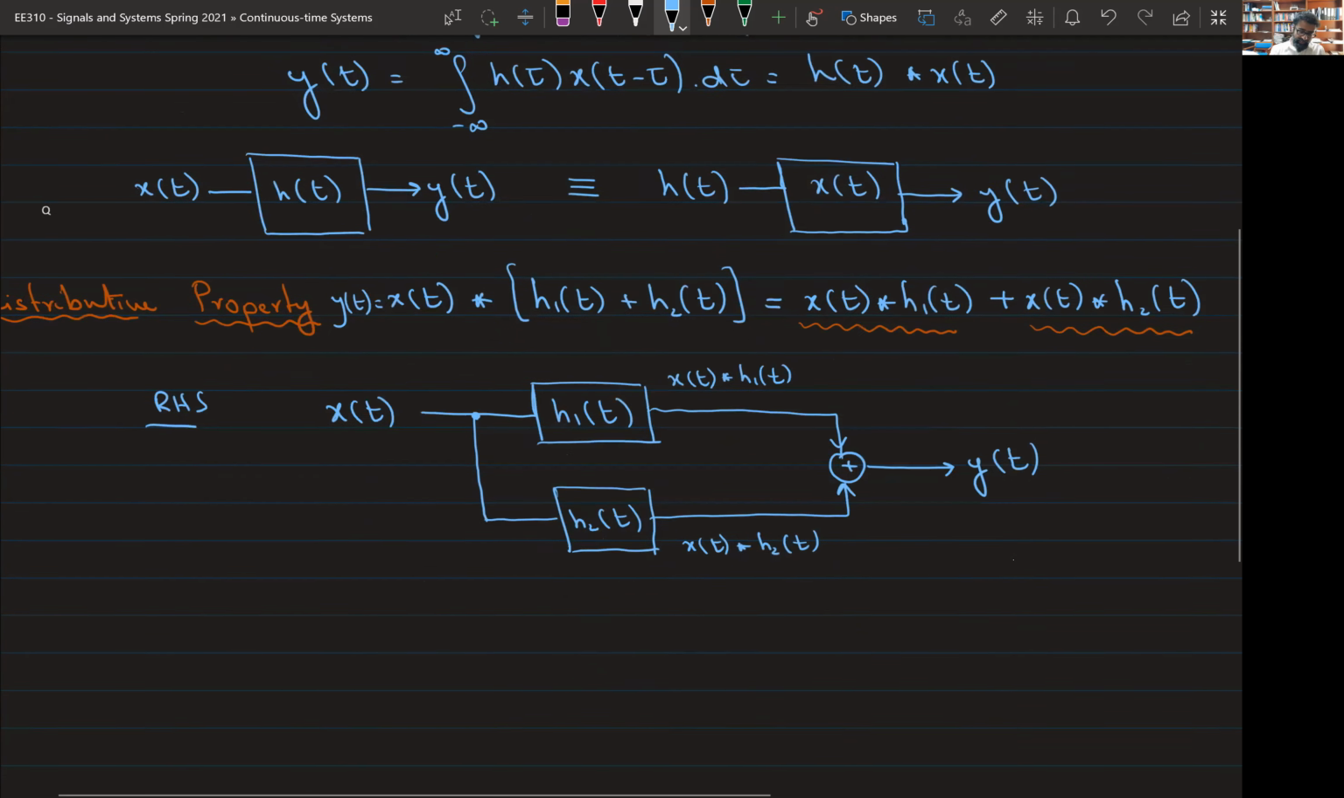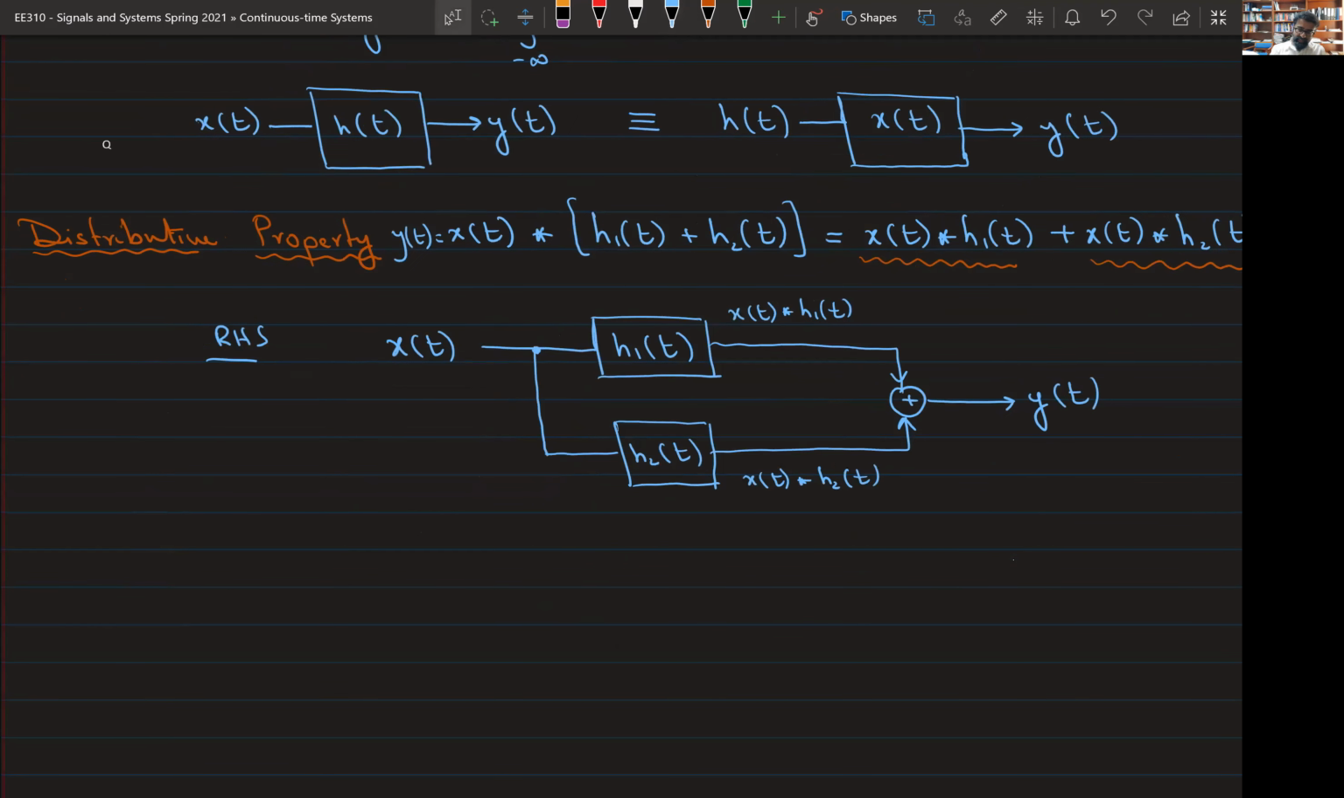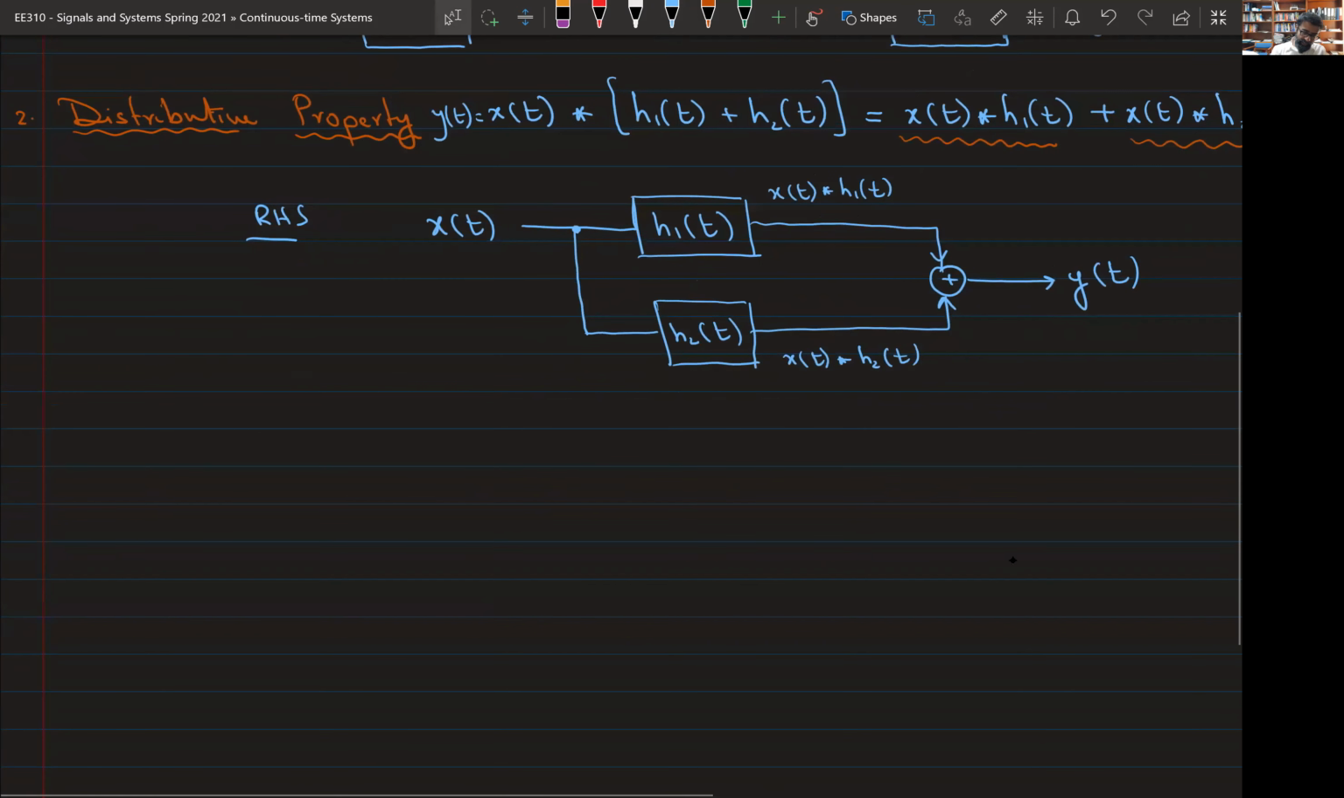Yes, let's talk about the left-hand side, which is what Zain was referring to. Zain was referring to there being just one black box. On the left-hand side, there's an input x of t, and that input goes to a single system instead of the parallel combination you see above. That single system has an impulse response equal to h1 of t plus h2 of t. So there is a system whose impulse response is this.